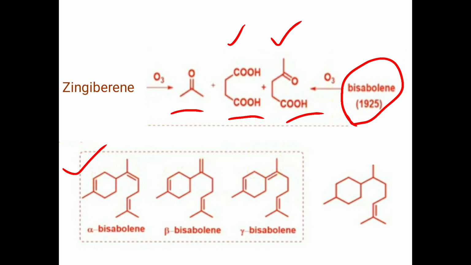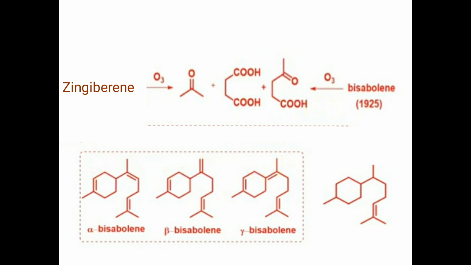It indicates that the basic skeleton of zingiberene is the same as that of bisabolene. So this is the skeleton structure of zingiberene. And a double bond is present at this place because it forms acetone on ozonolysis. That is possible only when one of the double bonds is present here.